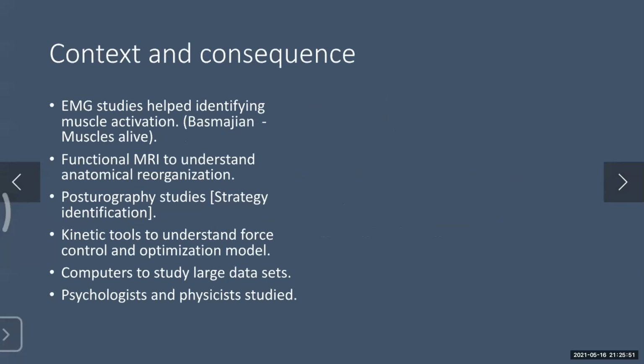Okay, right. So the context is that by this time EMG studies were there, which helped us identify any movement that was happening, what the muscle activity was. There was a beautiful book, Basmajian's Muscles Alive. It's there in the library also, and it specifies for different acts how the muscles have to work. Right? Functional MRI all started coming and helped us understand which regions of the brain were active.